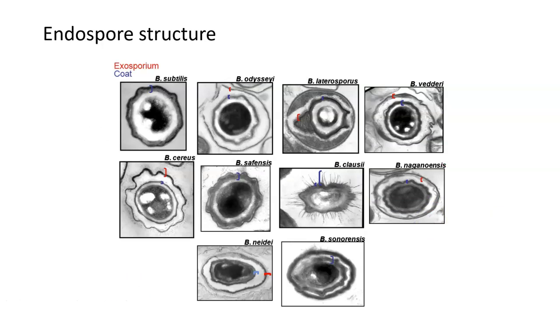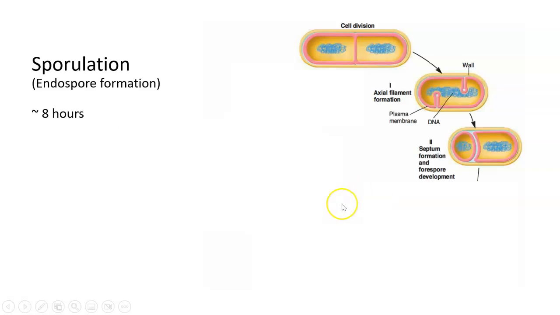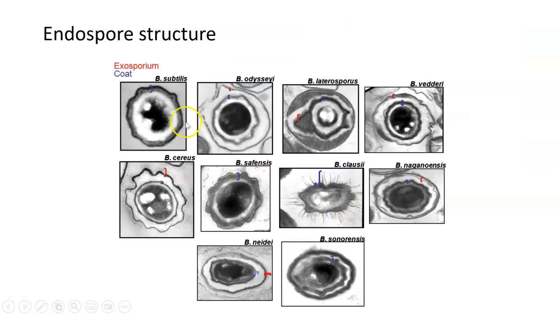And so if you're wondering what these spores look like from a microscopic view, these are all members of the Bacillus genera, and you can actually see the coat labeled in with this blue bracket and the exosporium marked with the red bracket. And you can see the different structures and shapes of these different endospores of these different species of bacteria.